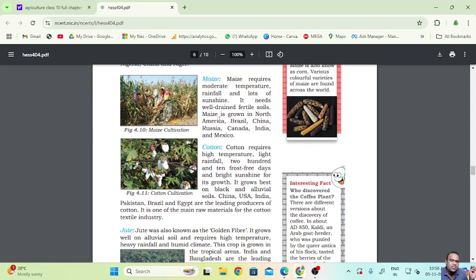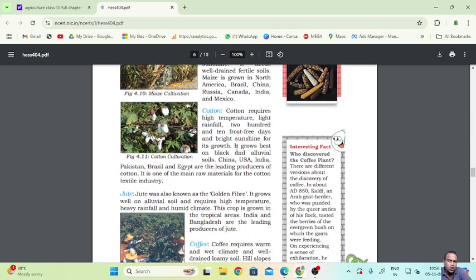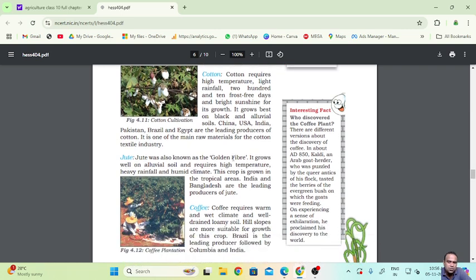Maize. Maize requires moderate temperature, rainfall, and lots of sunshine. It needs well-drained fertile soils. Maize is grown in North America, Brazil, China, Russia, Canada, India, and Mexico. Cotton. Cotton requires high temperature, light rainfall, 210 frost-free days, and bright sunshine for its growth. It grows best on black and alluvial soils. China, USA, India, Pakistan, Brazil, and Egypt are the leading producers of cotton. It is one of the main raw materials for the cotton textile industry.